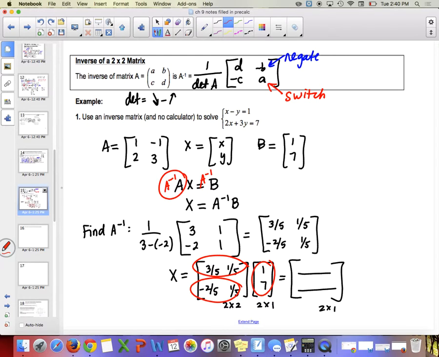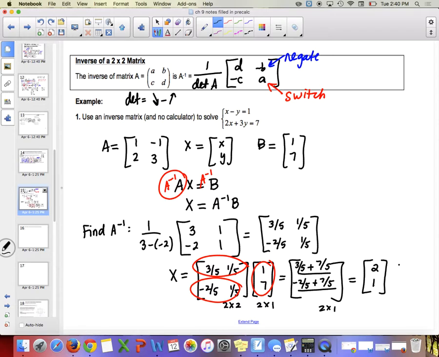Can you do this? 3/5 times 1? 3/5 plus, close. 1/5 times 7? 7/5. All right, the next one is going to be -2/5 times 1, -2/5, plus 7/5. So we end up getting 10 over 5, which is 2, 5 over 5, which is 1.